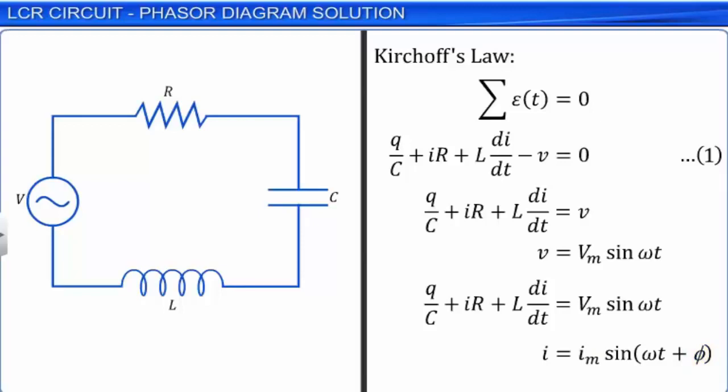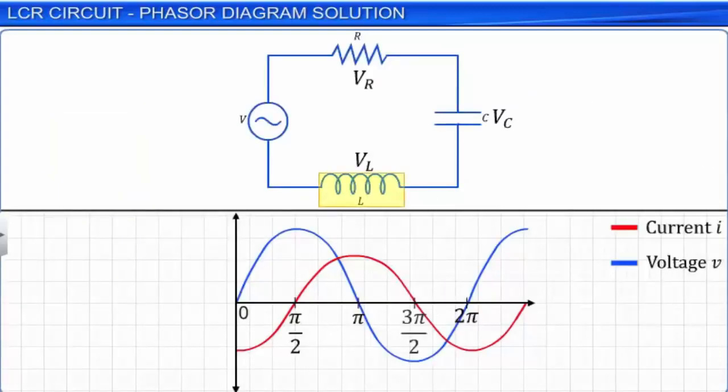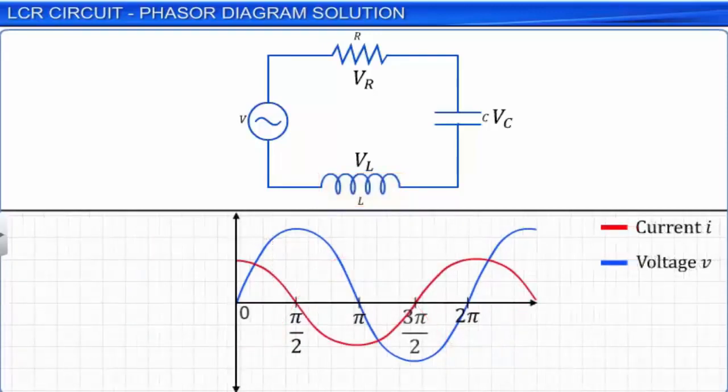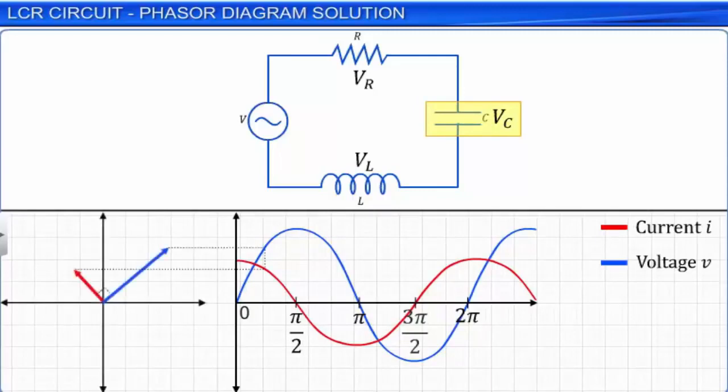Let the instantaneous voltages or potential differences across the three circuit components be VL for the inductor, VR for the resistor, and VC for the capacitor. We know that the voltage in the inductor leads the current in the circuit in phase by pi by 2 in a pure inductive circuit. The phasor diagram for the inductor shows the phase relation between V and I in the inductor. Conversely, the voltage in the capacitor lags the current in the circuit in phase by pi by 2 in a purely capacitive circuit. The phasor diagram for the capacitor shows the phase relation between V and I in the capacitor.